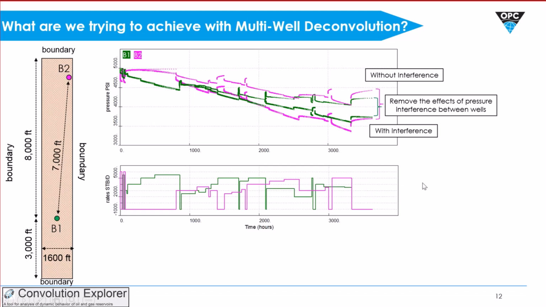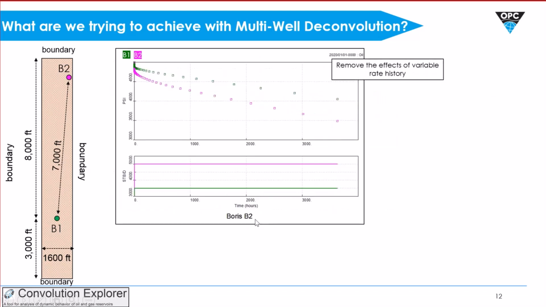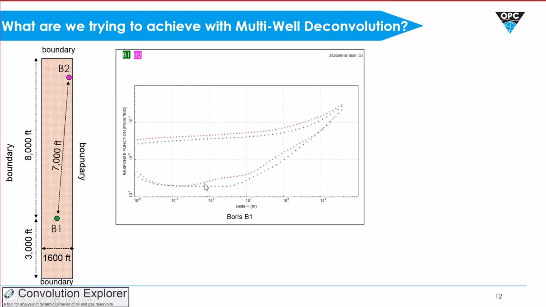So that's the next part of multi-well deconvolution. We try to convert this data into this data, constant rate drawdown responses. And why do we do that? Well, if we take the derivative of this, we end up with these two unit rate response functions. And this can provide us a lot of valuable insights. So let's do that. What do I see here?